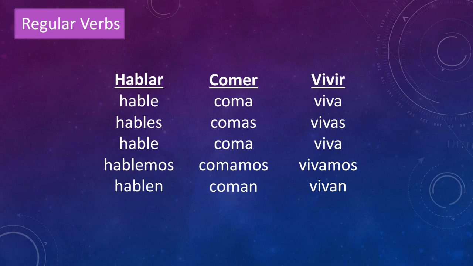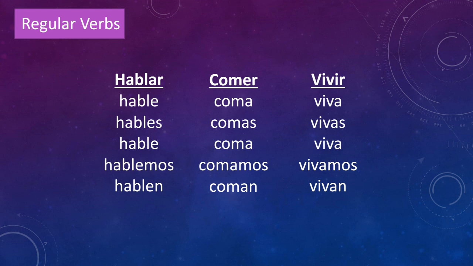For the verb comer, we go to the yo form of the present tense. So como, we drop the O, then we add the opposite ending. So coma, comas, coma, comamos, coman. We add the endings that we would have put on our AR verbs.